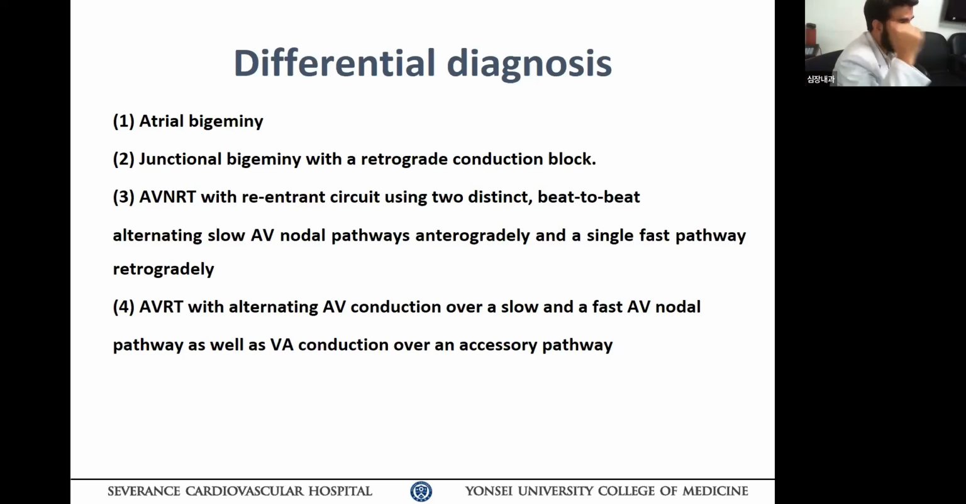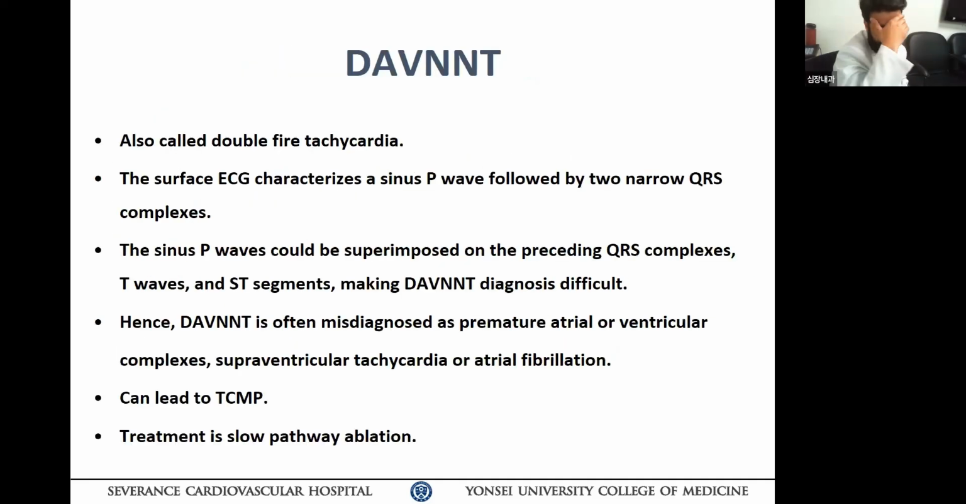tachycardia with one sinus beat and two ventricular responses. The PR interval was in the 500 range. I don't remember exactly, but the very slow pathway was 530 or something around that, and the fast pathway was short. So the diagnosis was dual AV nodal, non-reentrant nodal tachycardia. It's also called double fire tachycardia.